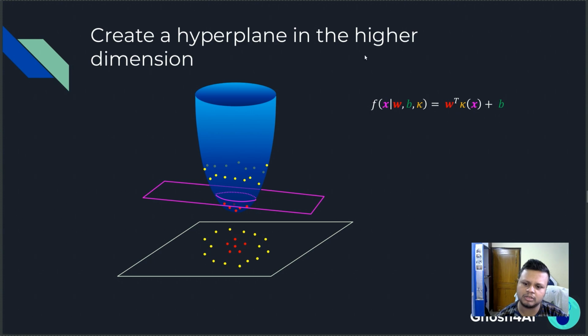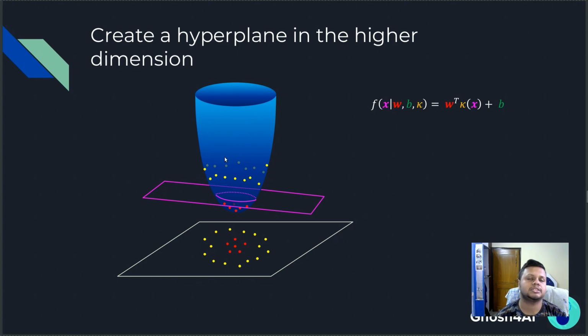We are drawing the hyperplane on this transformed sample space. This is the equation for a hyperplane, but instead of working on x, it's working on kappa of x. With this, we can separate these two points, but that's not enough. We also have to find this separation in our actual space. If we don't find it, it's of no use.